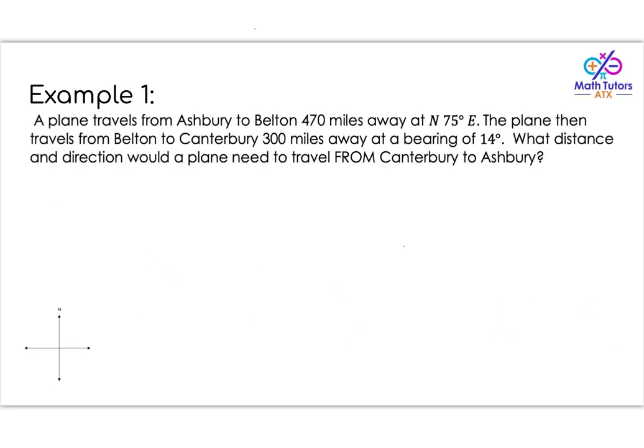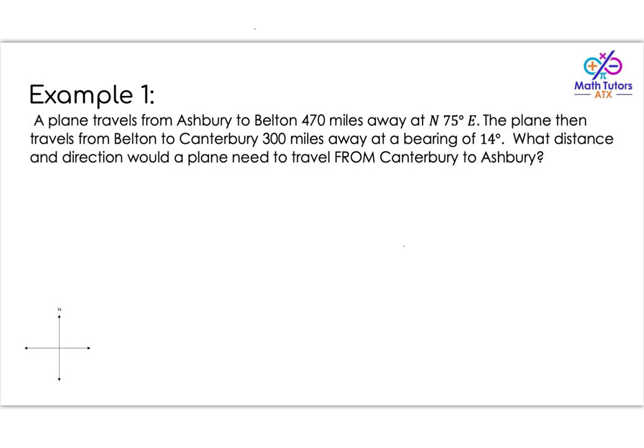All right, now we get to take all of these things that we just talked about and actually apply them in a problem. So here in example 1, I'm looking at a plane traveling from Ashbury to Belton, and it gives us the distance and the direction. And then it travels from Belton to Canterbury and again gives us the distance and the direction. So let's draw this out first until I figure out what they're asking. So right here, if I am going from Ashbury to Belton, I made my little crosshairs here at the bottom left. And I'm going to go 75 degrees east of north.